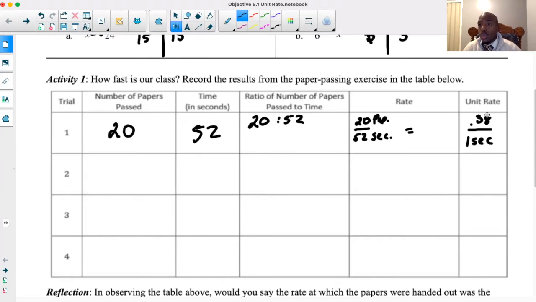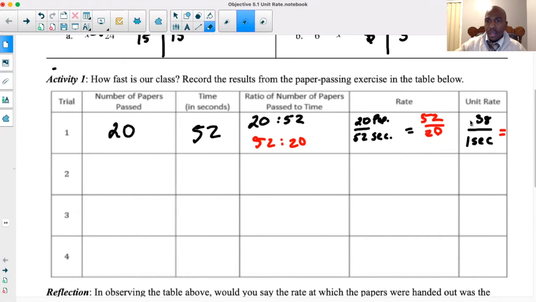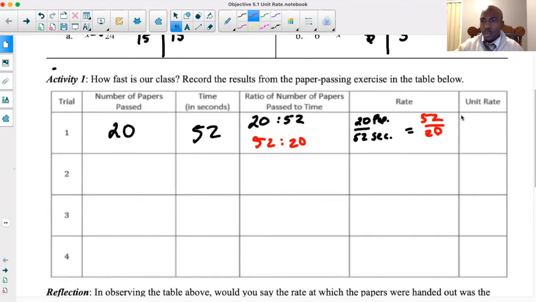So on your worksheets, just as a heads up, because as I'm doing it with you now, I'm going to change the way this looks. This is going to be changed to 52 over 20, which means I'm going to change the unit rate to include it as seconds over paper, which will be 2.6 seconds per paper.